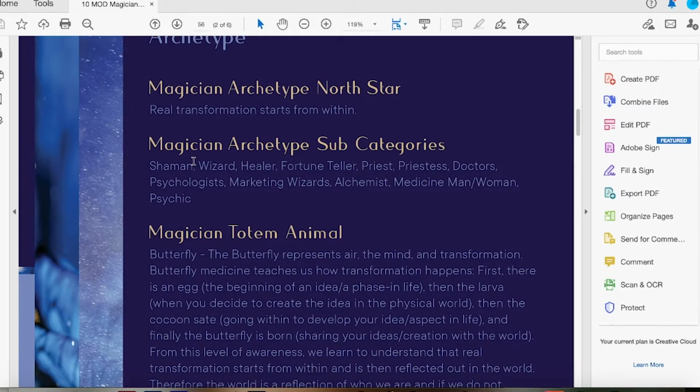The magician's archetype subcategories: basically these are subcategories that fall under the magician. Again, the magician is one of the top archetypes, and then there are subcategories underneath that. These are just some of them. So if you don't resonate with the word magician, you might resonate with one of these. I've had clients that resonate more with the shaman, or like for me, I resonate more with the alchemist. Other people resonate more with the medicine man or woman. These archetypes are very similar to the magician. Their energy might be a little bit different, but the essence is kind of similar. So that's why these are in that category.